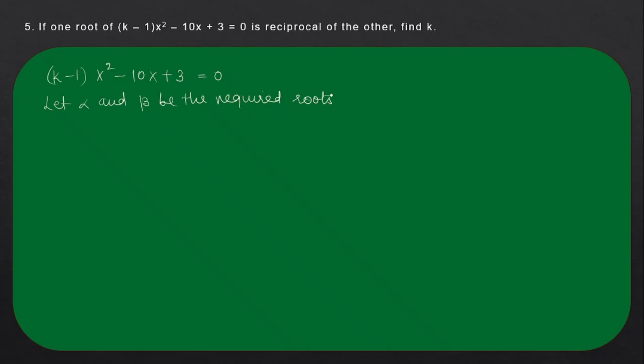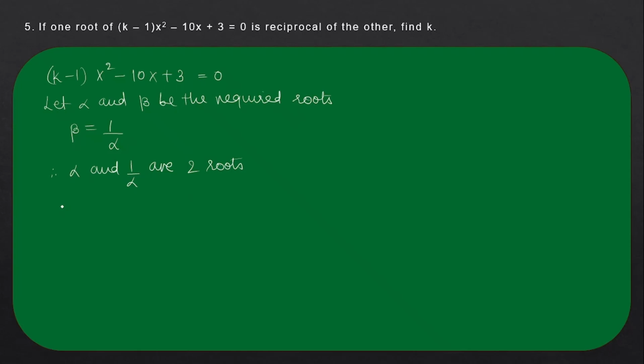What additional information they have given? They are saying one root is reciprocal. So let us say the second root, which is beta, it is reciprocal of the root alpha. So now we can say alpha and 1 by alpha are two roots. Now in such cases, when my two roots are alpha and 1 by alpha, I can use both my relations of sum of the roots and product of the roots. But we will prefer using the product of the roots, and I'll tell why.